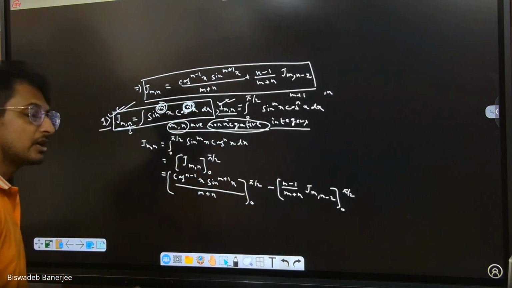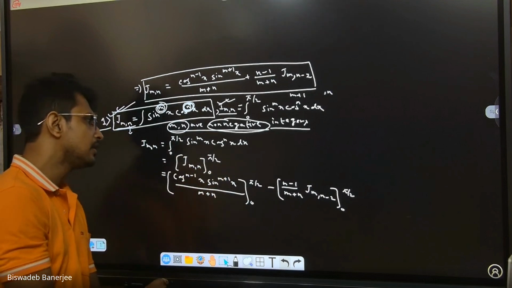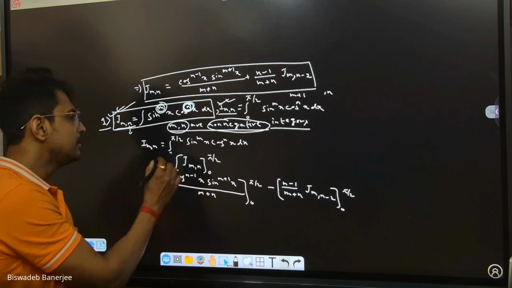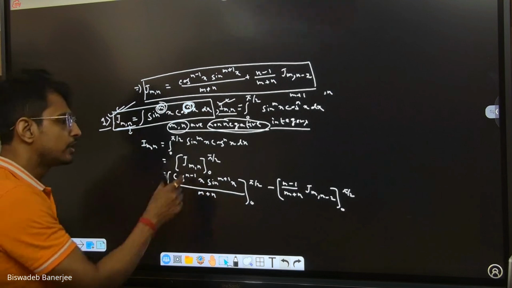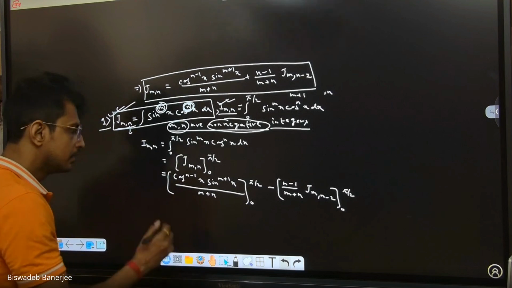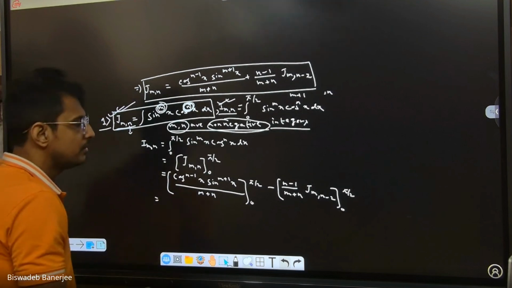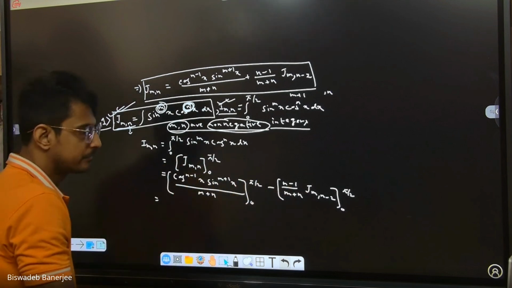Because there is no other difference between J and I. In J, there is no limit. In I, there is a limit. So we are putting Jmn over the limit 0 to pi by 2, and we are getting Imn. So what is the formula for Imn? This is my formula for Imn, putting a limit over J.